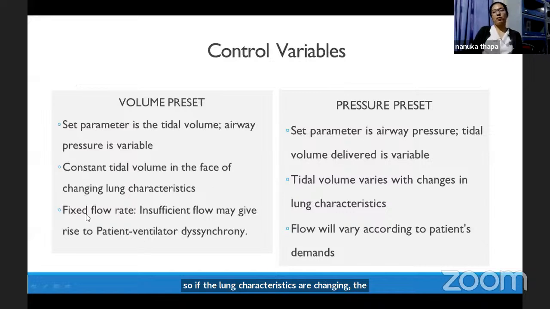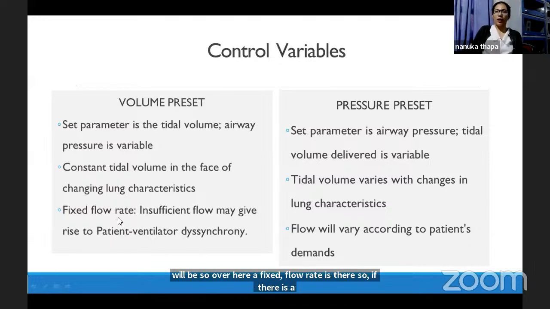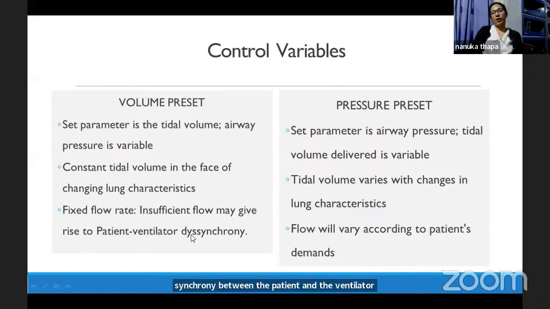So over here, a fixed flow rate is there. If there is asynchrony between the patient and the ventilator, insufficient flow may lead to hypoventilation, or it can lead to ventilator asynchrony or dyssynchrony. In volume preset, it becomes very important to monitor pressure, because if the pressures are not monitored correctly, if there is a kink in the circuit, or there are secretions, or the patient is not adequately sedated, patients can land up having very high pressures.